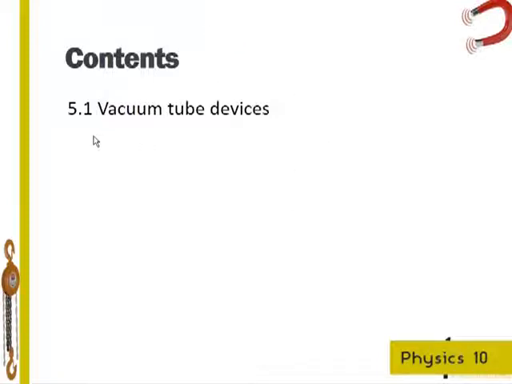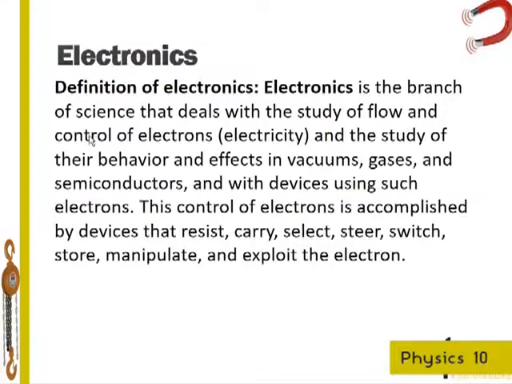And it's very interesting to go through the physics behind these devices because it gives you an idea how electronics has evolved over the years, but how electronics still uses the same basic principles of controlling the flow of electrons. Well, let's define electronics. Electronics is the branch of science that deals with the study of flow and control of electrons. And this is what we know as electricity, the flow of electrons.